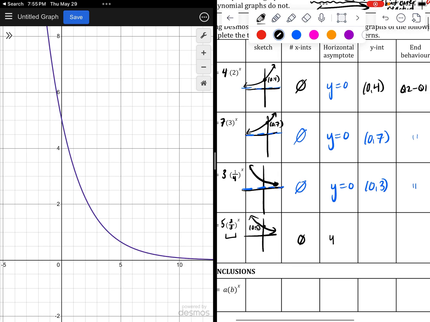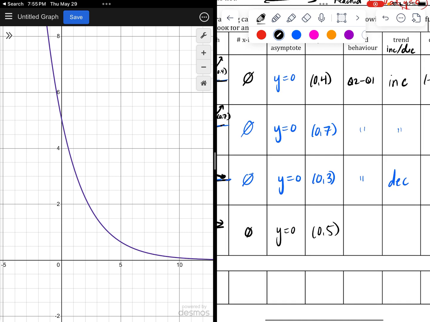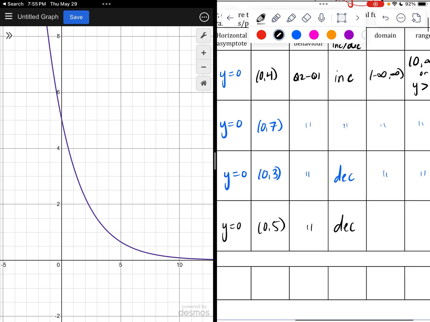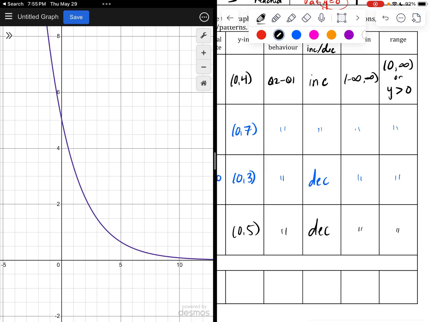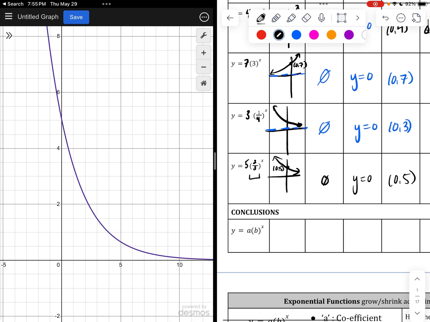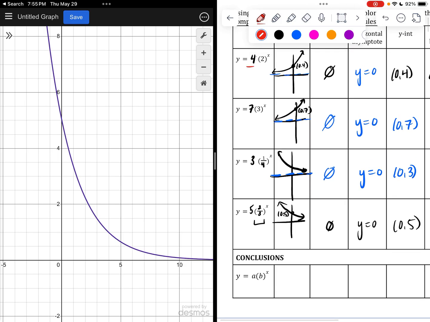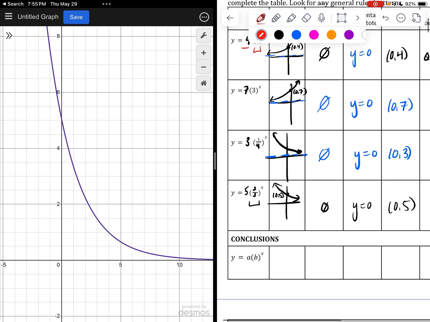Okay, still an asymptote at 0. It's still Q2 to Q1. It's decreasing. And the domain and the range remain the same. So the general conclusions of what we just discovered, specifically about what A and the base are.